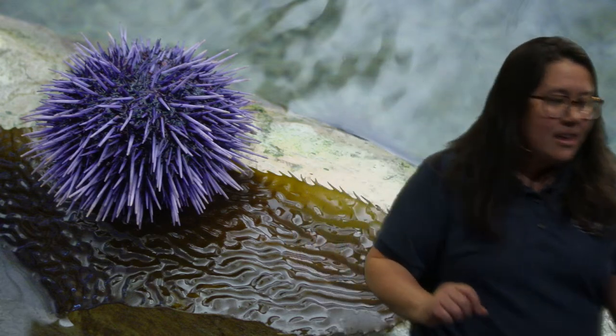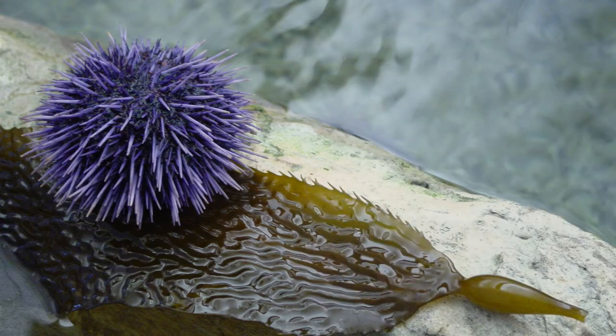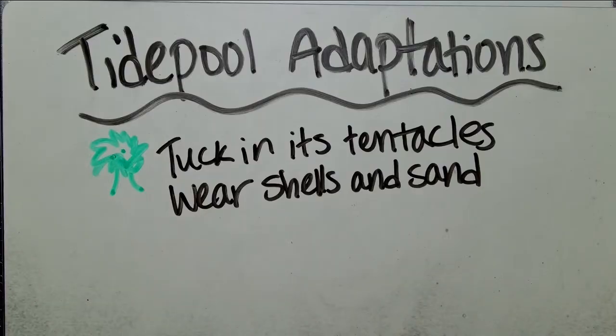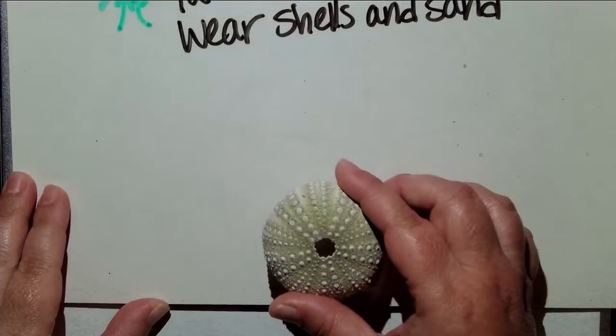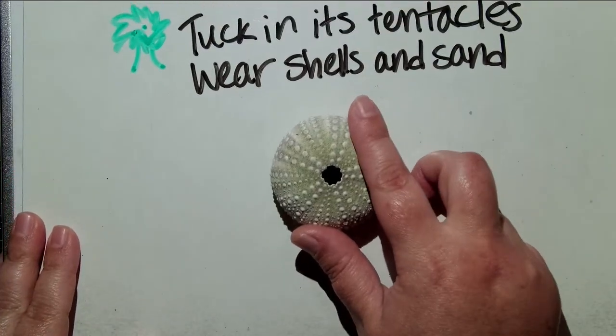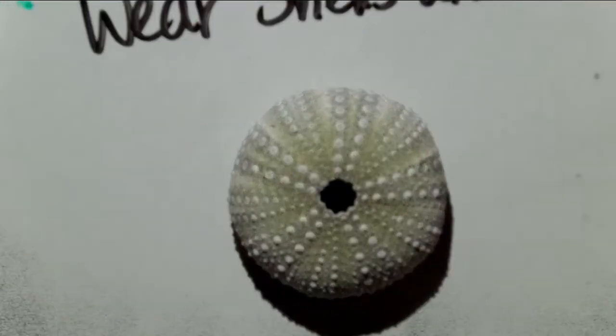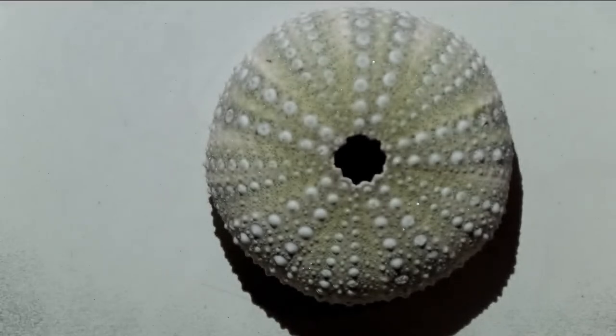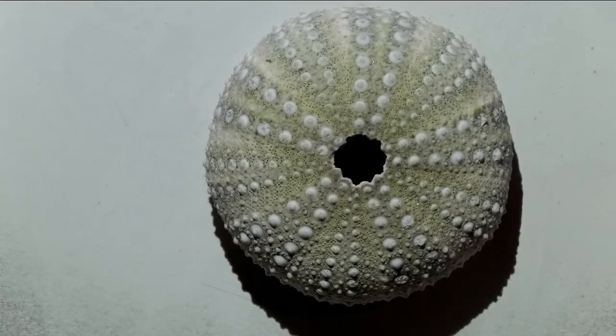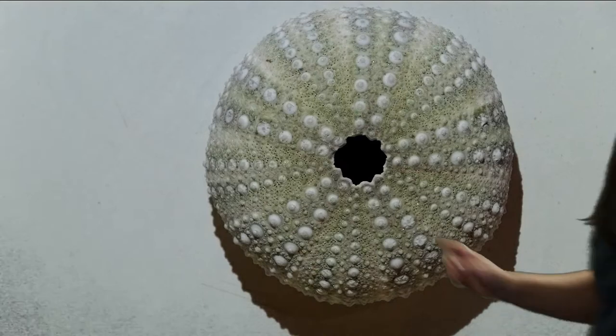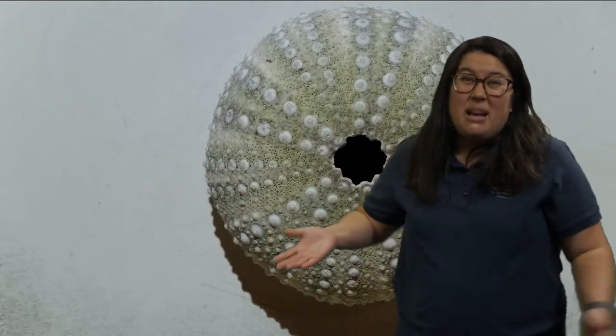Yeah, let me see. Oh, I think I have one, which is pretty incredible. So, even though we see a purple one right there, I'm going to go to my document camera so you can see it. Here is the actual skeleton of our sea urchin. And I'll zoom in so you can see it a lot better. There we go.